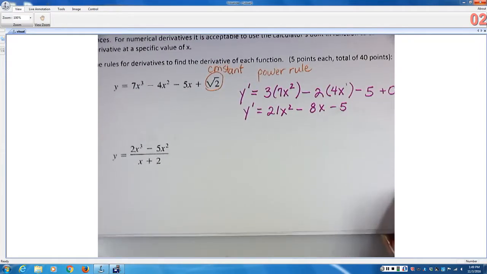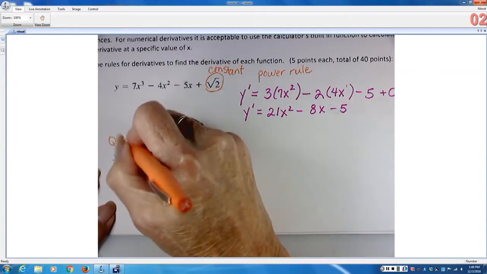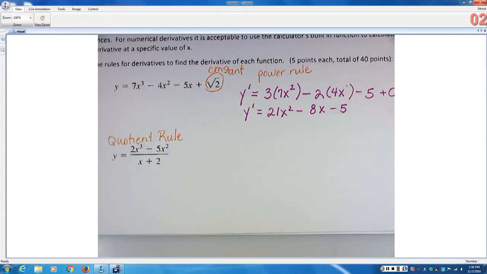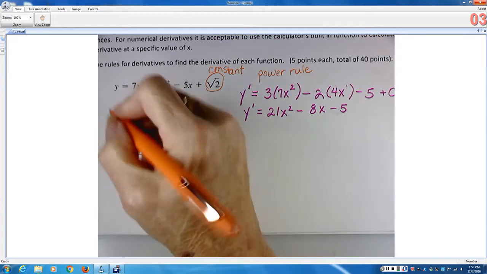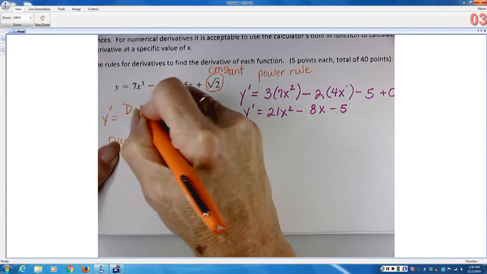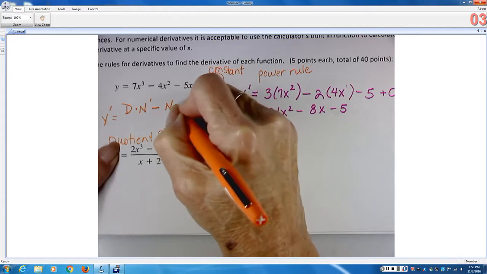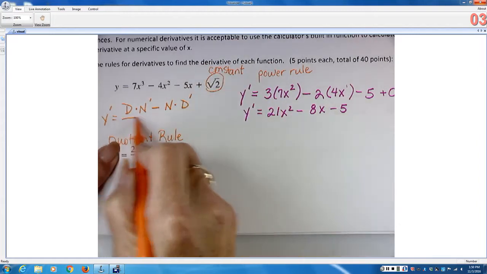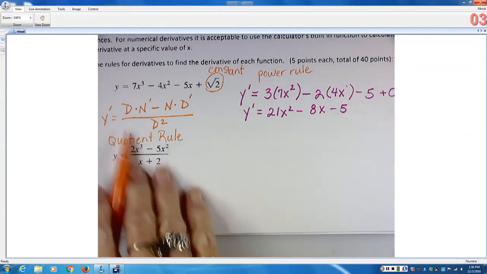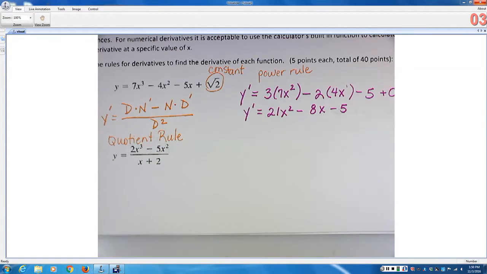The second problem is a quotient rule. And because it's a quotient rule, that means we're going to need to use y prime equals denominator times derivative of the numerator, minus numerator times derivative of the denominator, over the denominator squared. And it does make a difference. You have to lead off with the denominator because this is subtraction.